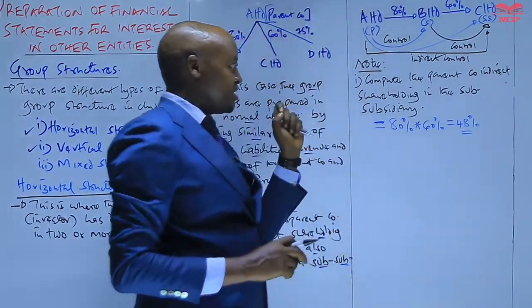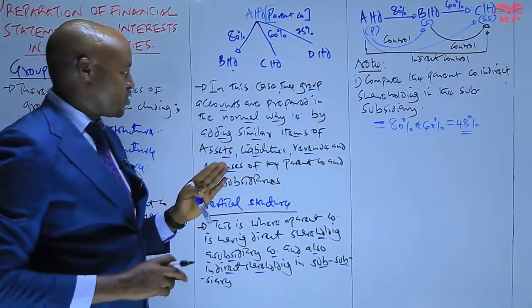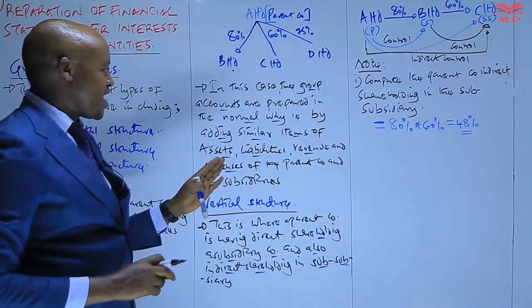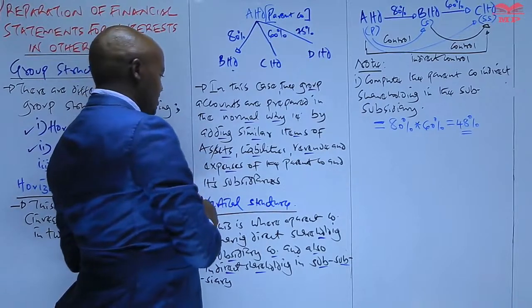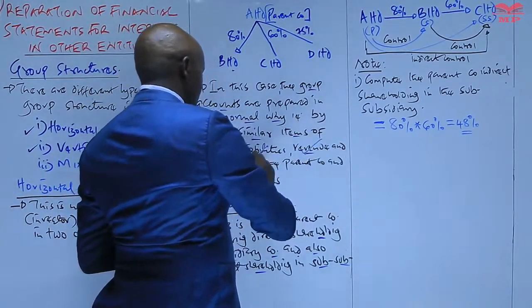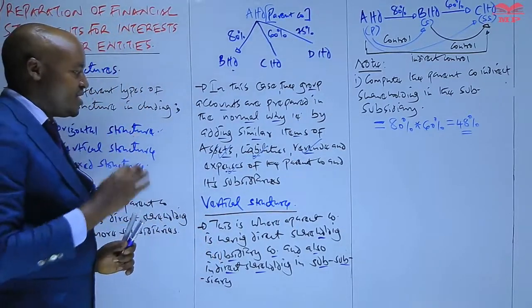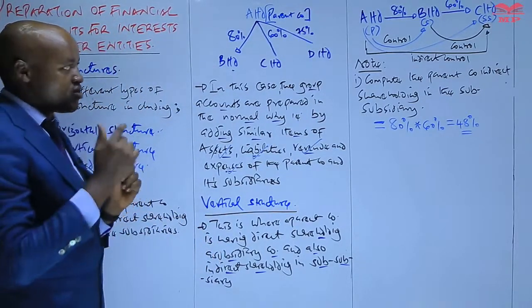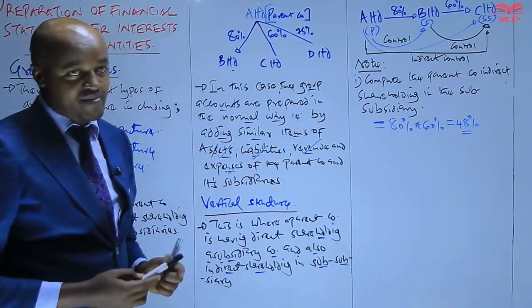What that means is that when preparing the consolidated financial statement, you have to consolidate, you have to combine, you have to add together similar items of assets, liabilities, revenue, and expenses of all the companies. So that is the first thing when dealing with a vertical group structure: compute the parent company indirect shareholding in the sub-subsidiary.